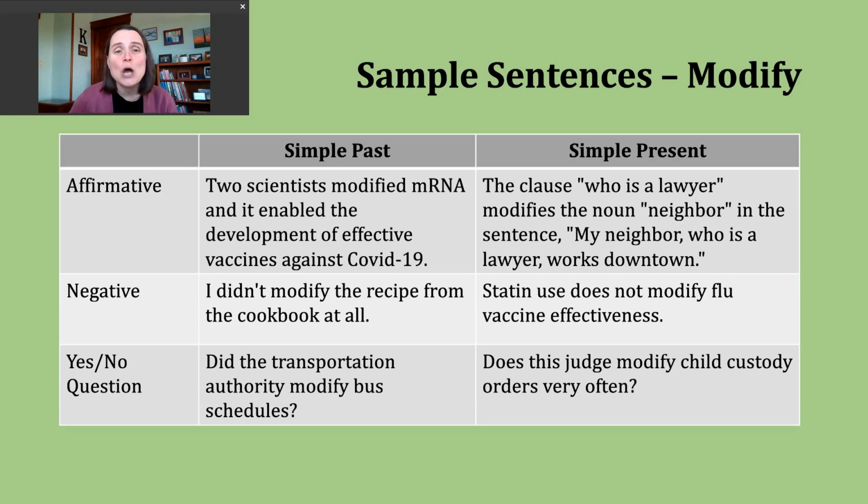Finally, let's talk about making a yes or no question in the simple past tense. To do this, I start with did, I have my subject, and then the base verb. Again, I am not using the ed form of the verb in my yes or no question. I'm only using that ed form in the affirmative or positive sentences. Let's take a look at a yes or no question. Did the transportation authority modify bus schedules?